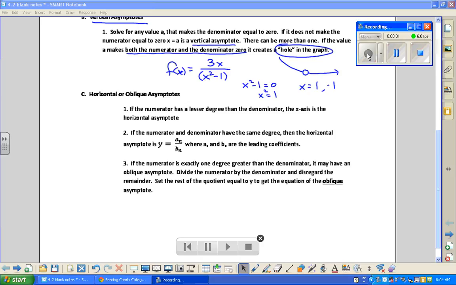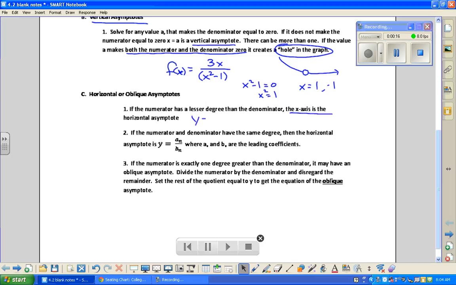So what we have with horizontal and oblique asymptotes is that there's three possibilities. The first one is what we saw when we did 1 over x, and that's going to be the x-axis, or when y is equal to 0. And this is any time that the numerator degree is less than the denominator degree. So it could be x plus 2 for our numerator, x squared minus 9 for our denominator.